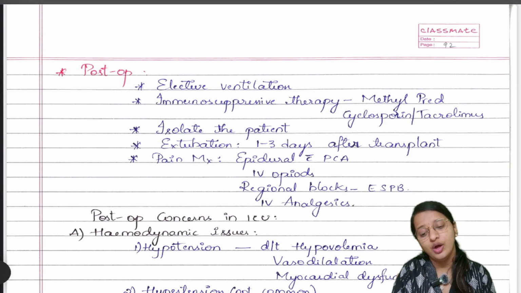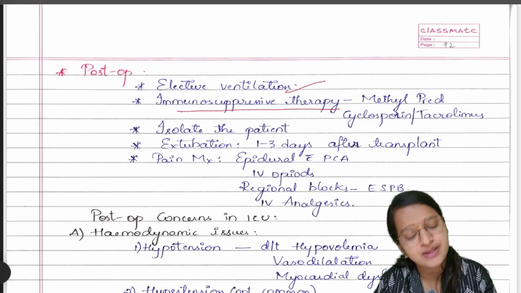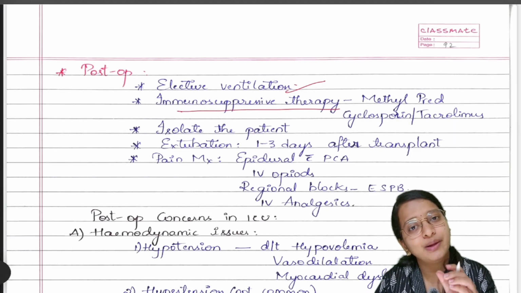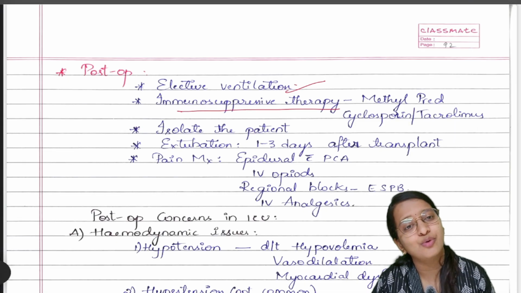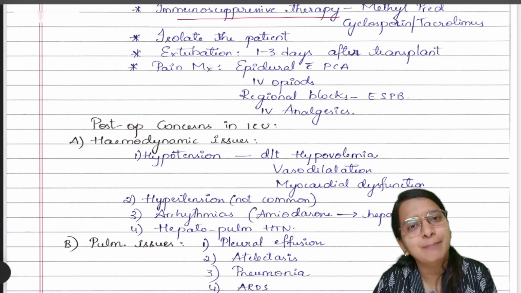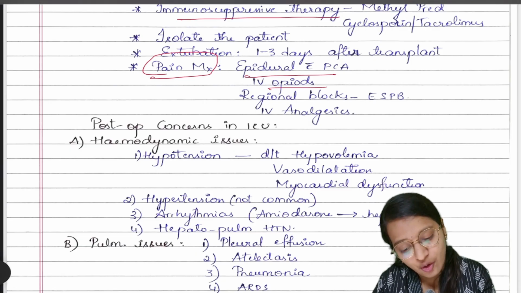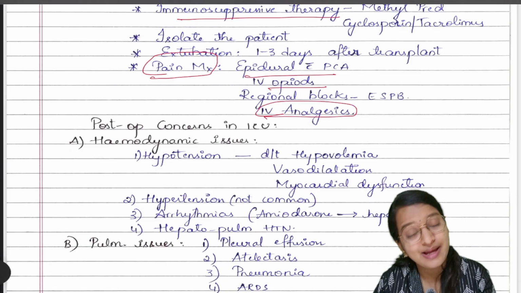So post-operatively, what will we do? We have to go for elective ventilation, immunosuppressive therapy, and the patient should be isolated because they are more prone to infections right now. Extubation will be planned depending on the hemodynamic stability after 1 to 3 days. And pain management will be multimodal, right? Epidural, IV opioids, IV analgesics based on TSB and renal functioning, and regional blocks.